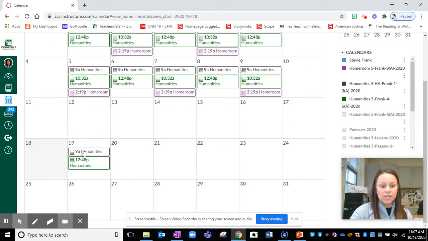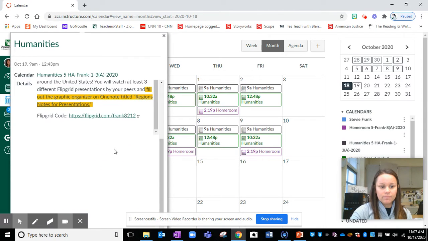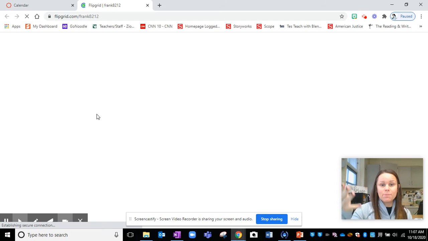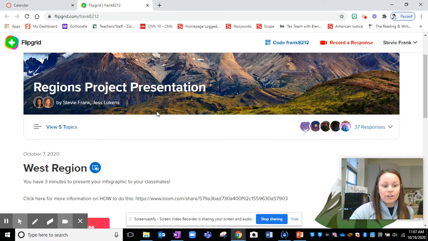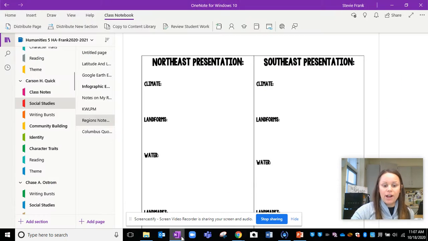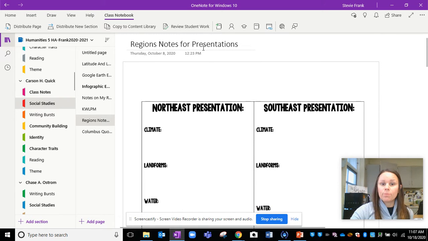So once you click on our Flipgrid code, it's going to give you all these presentations. When you remember that you recorded yours before break, this is where they're at, right? So a couple things that I want to highlight for you. First of all, where you're going to head to is you're going to be filling out this graphic organizer, and this is called Regions Notes for Presentations.